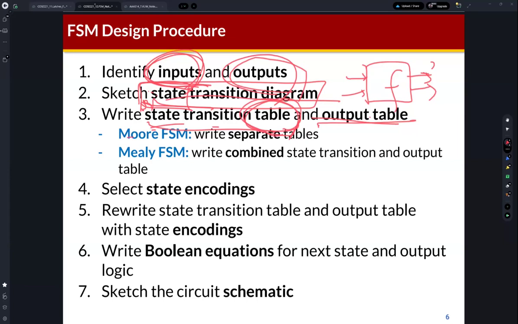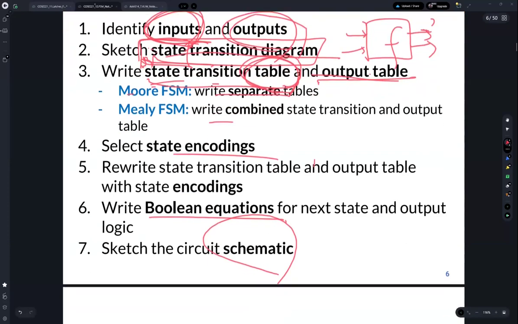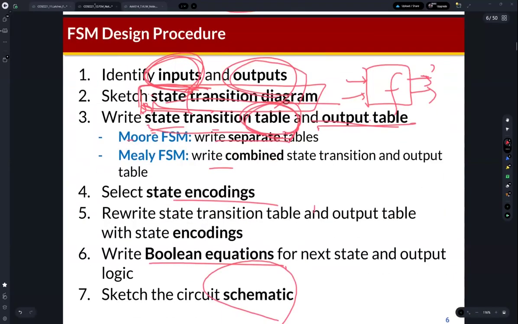For a Moore FSM, we need to make separate tables because the output is determined just by the current state. But in a Mealy FSM, we can combine the transition table and output table. I will show that later. And then select the state encoding, and then we can make the Boolean equations. And finally, we can make the schematic logic. So I'll show the example. You don't need to memorize this.